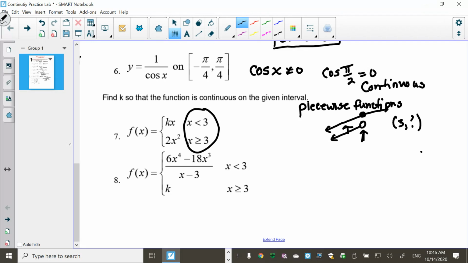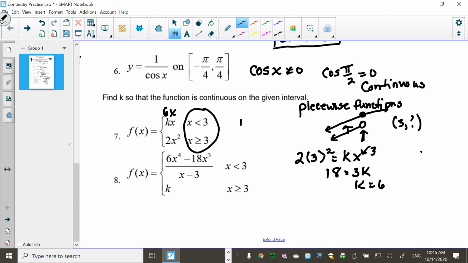Okay, so what I do is I basically take this piece down here, throw in the x, so I have 2 times 3 squared, okay, has to equal kx. And in the x spot here, okay, you can put the 3 because that's where the breaking point is. So I have 2 times 9, or 18, has to equal 3k. If I divide by 3, k has to equal 6. So I'm saying that this should be 6x.